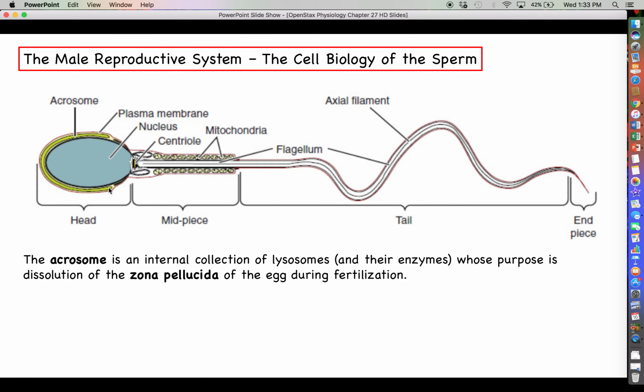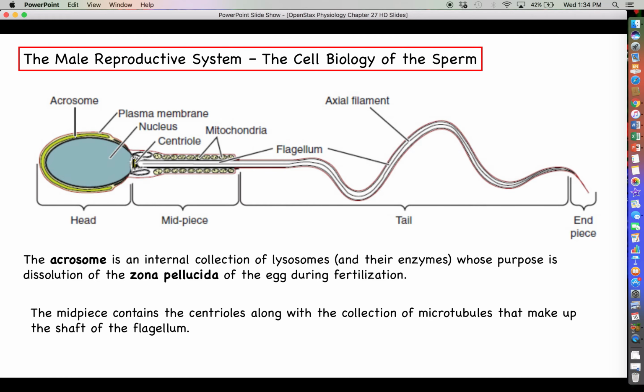The acrosome is actually just a collection of lysosomes and lysosomal enzymes, and the reason why we want these lysosomes collecting around the head of the sperm is that during the fertilization process, the head of the sperm is going to encounter the egg, which is shielded by an impenetrable membrane called the zona pellucida. These lysosomes will fuse with the zona pellucida, and those lysosomal enzymes will start to dissolve and break down the zona pellucida, meaning the nucleus of the sperm can then get inside and begin the fertilization process.